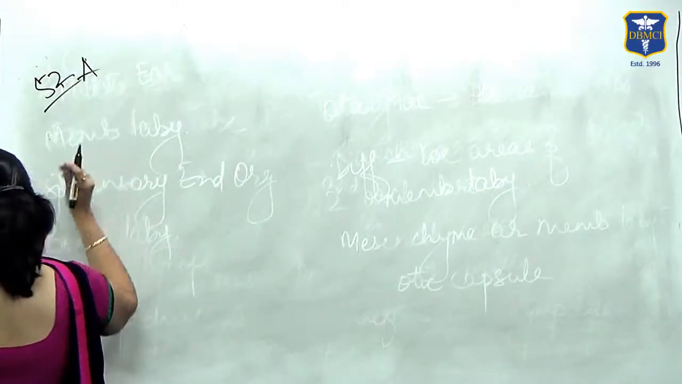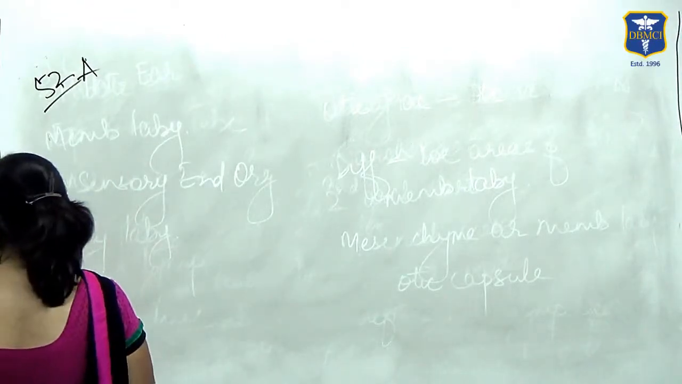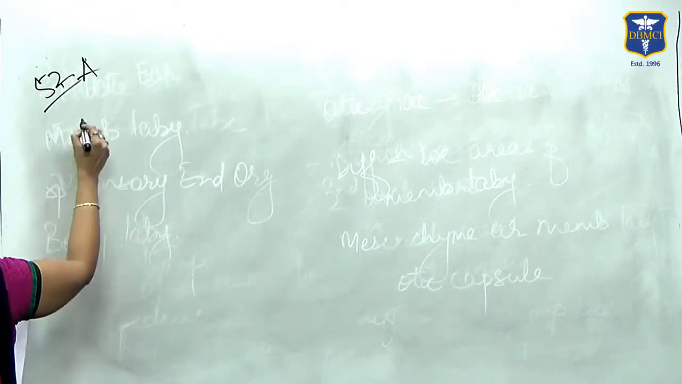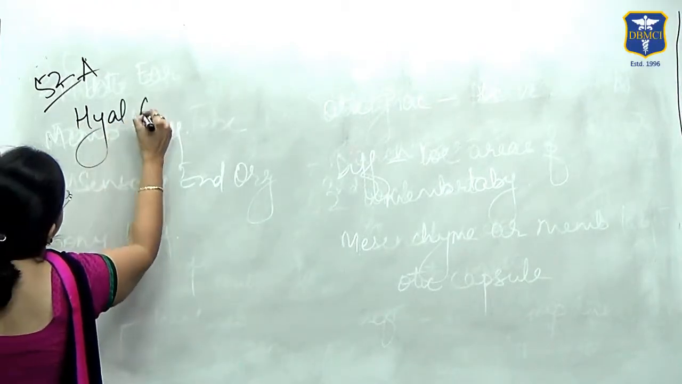52, the answer is A. Hyaline cartilage has type 2 collagen fibers.